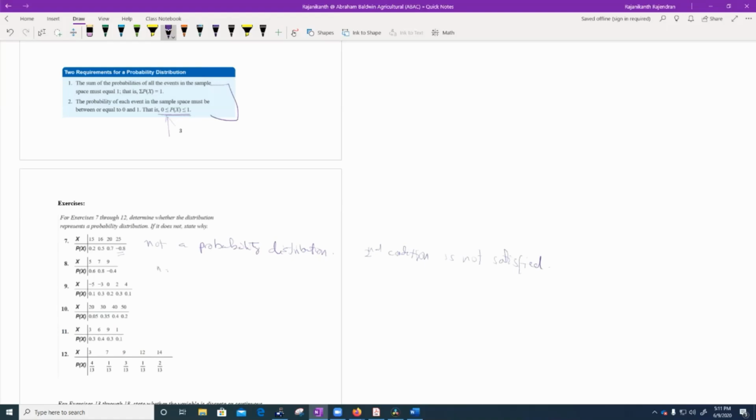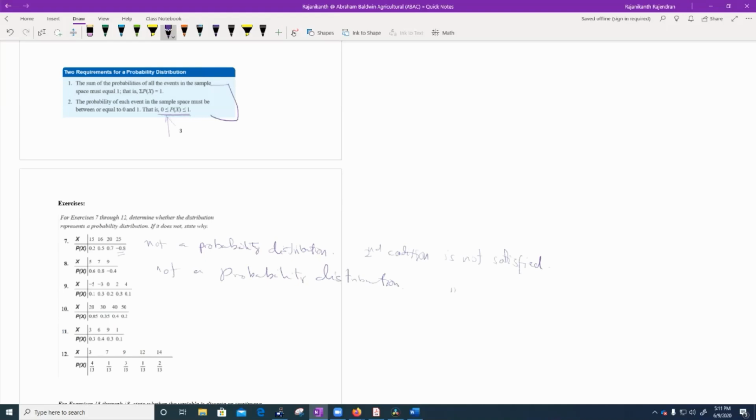Again, this is also the same thing because I see the negative. So it is also not a probability distribution. Reason, again, the second condition is not satisfied.